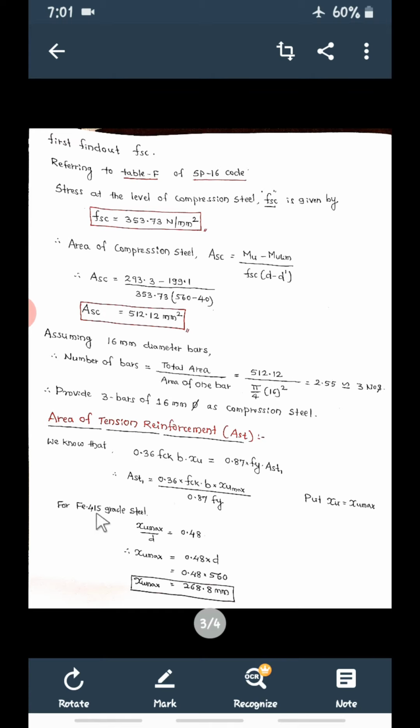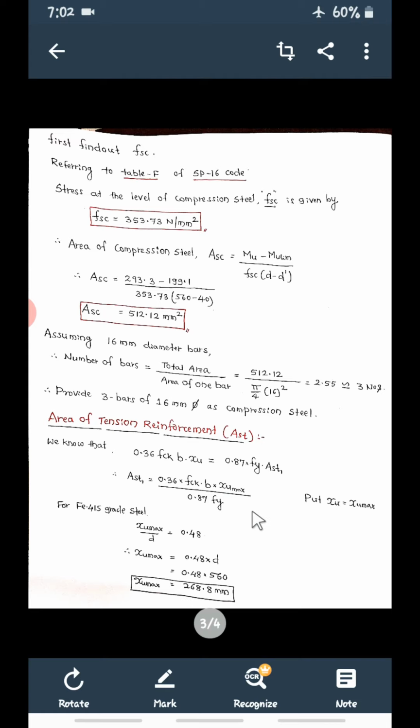Now the grade of steel is Fe415. For Fe415, XU max upon D is equal to 0.48. Therefore, XU max is equal to 0.48 into D. So substitute 0.48 into effective depth 560 mm. Therefore, XU max is equal to 268.8 mm. So this will be the XU max.